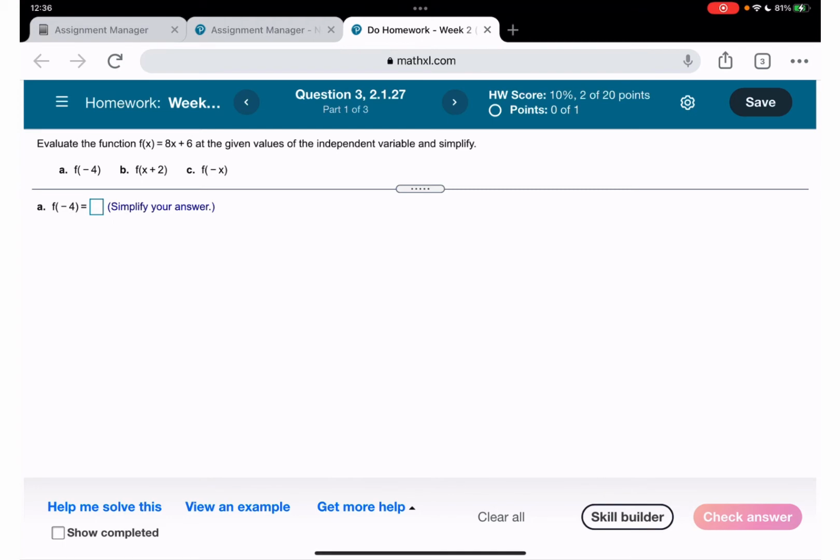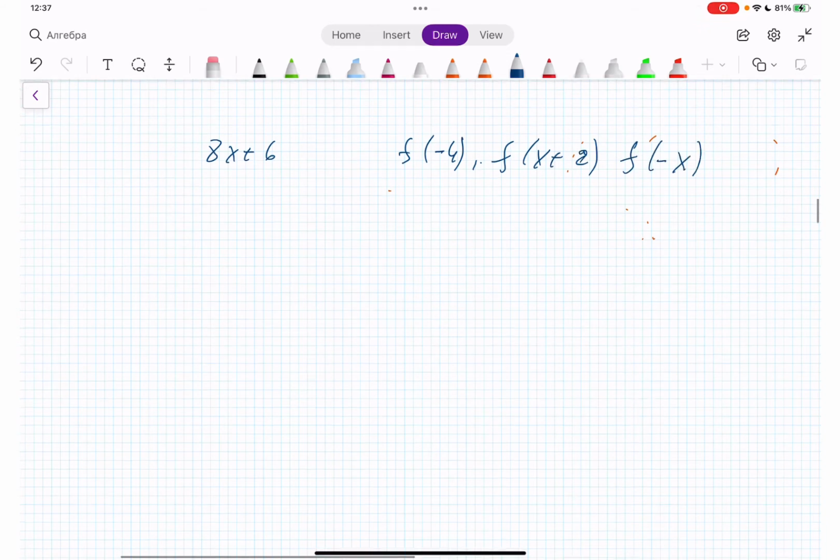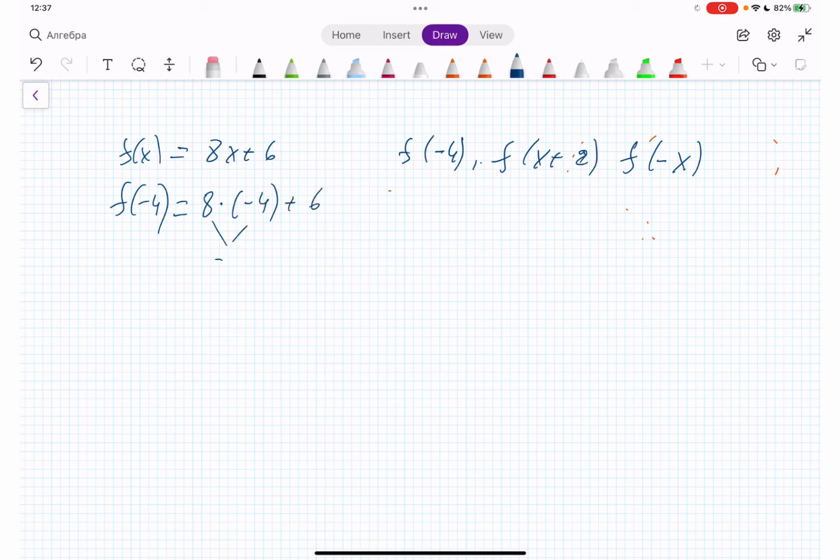negative 4, x plus 2, negative x. Negative 4, f of x plus 2, and negative x. Okay, f of negative 4. So I'm plugging f of negative 4 is equal, instead of x, plugging negative 4. 8 times negative 4 plus 6. 8 times negative 4 is negative 32, plus 6 is negative 26.